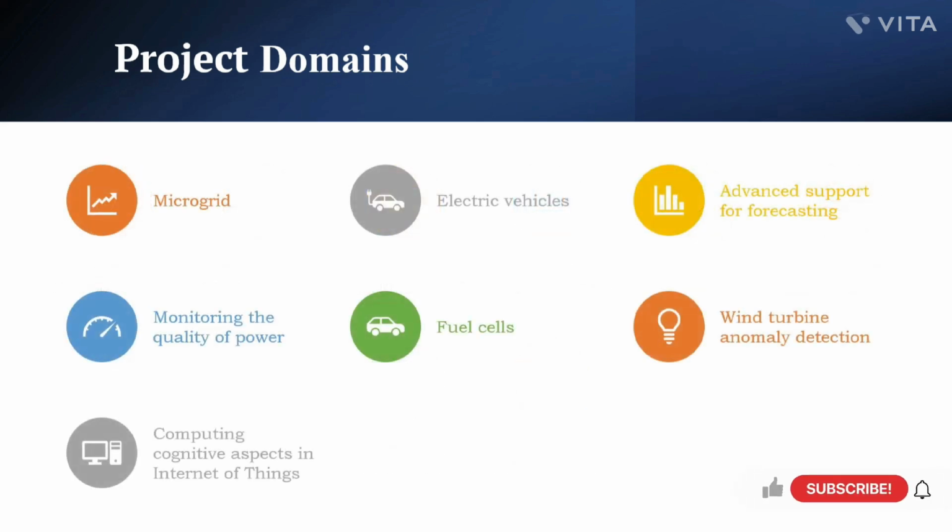For projects related to electrical and electronics engineering students, you can find a research article or problem statement in microgrids. Electrical vehicles play a major role nowadays; that is a hot topic. In electrical vehicles, fuel cells are closely related to e-vehicles. Other areas are advanced support for forecasting renewable energy sources, wind turbine anomaly detection, solar cells, monitoring power quality, and computing cognitive aspects of Internet of Things. These are some broad areas of research, and within them you can choose a problem statement.